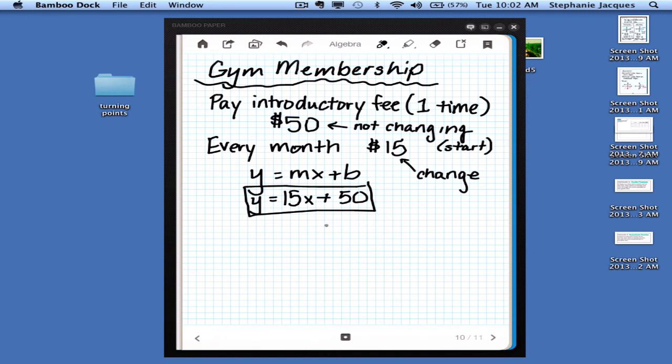So if I wanted to graph that, remember, I do my y-axis, and remember, when you do your graphing, you really have to have your intervals.